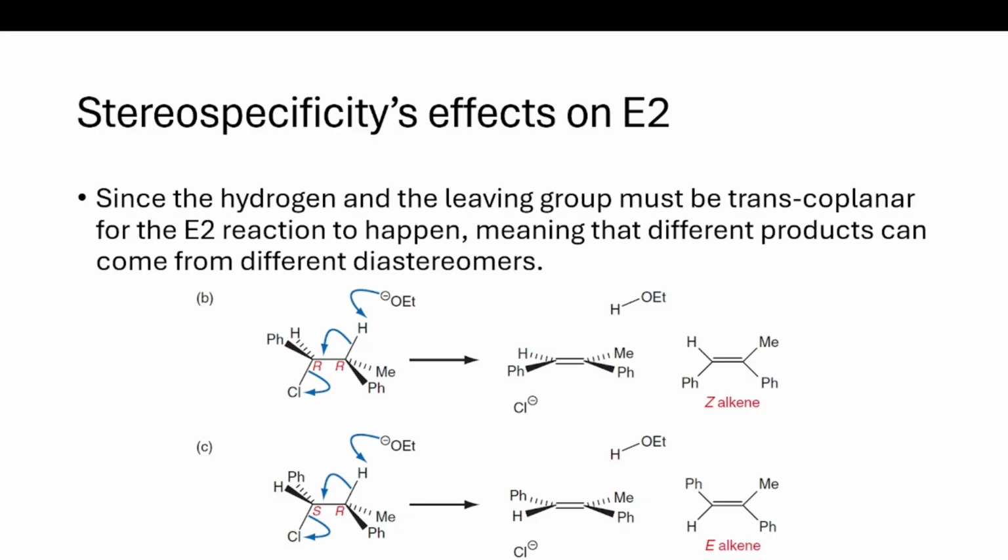Going on about some connections to past chapters, stereochemistry is important for E2. This is because the hydrogen and leaving group have to be transcoplanar for the E2 reaction to happen, so different products can actually come from different diastereomers. As you can see, with this particular diastereomer, where both chiral centers are in R configuration, we get a Z alkene. But if we have S and then R, we get an E alkene. I suggest reviewing the past chapter, chapter 14, to learn a bit more about isomerism.